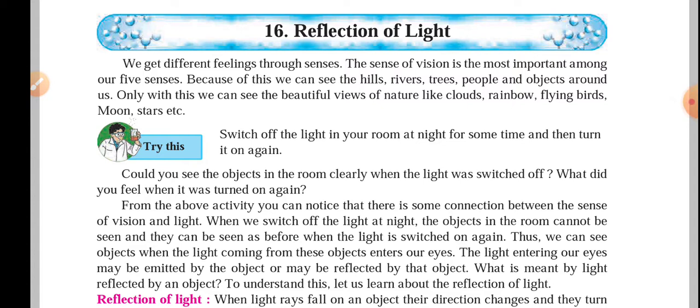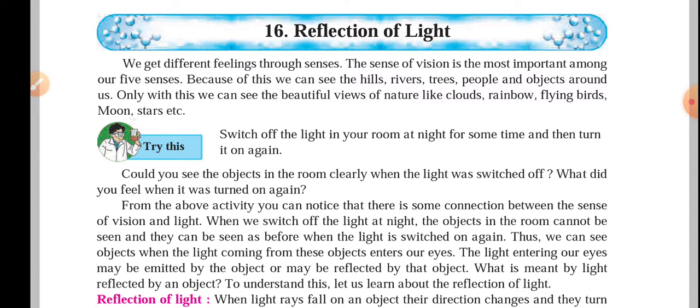Today we are going to see Maharashtra State Board Class 8 Science Chapter number 16, Reflection of Light. In simple words, light is a form of energy and the main source of light for the earth is nothing but the sun. In this chapter, we are going to talk about some phenomena related to light, and majorly we will discuss the reflection of light.